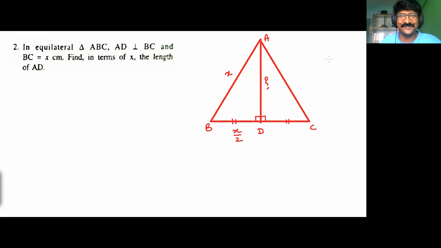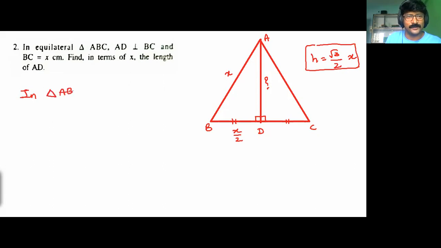What is the height of an equilateral triangle? The height of an equilateral triangle is equal to root 3 upon 2 times the side. This is the formula. Here we are supposed to reach this. This is what I know, so I could write it, but ultimately you are supposed to reach over here. So that is the AD. AD is nothing but the height, isn't it? Now, how to think about this? So let's start writing.